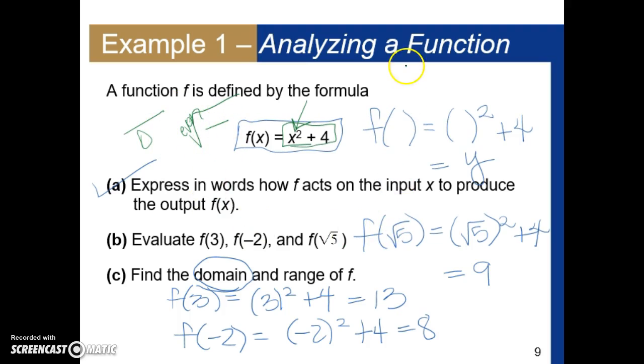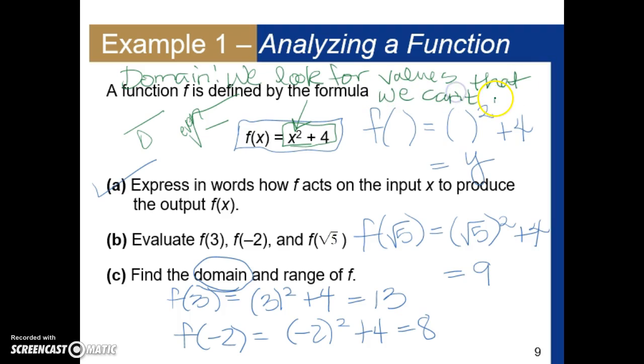So in domain, and let's write this down, in domain, we look for values that we can't include. That's the easiest way to find your domain. If you can look at a function and say, well, if I put x equal 2 in there, then I'm going to have division by 0. If I put x equal 4 in there, then I'm going to have a negative under that even root sign.